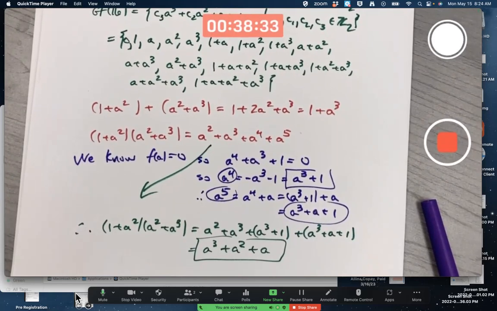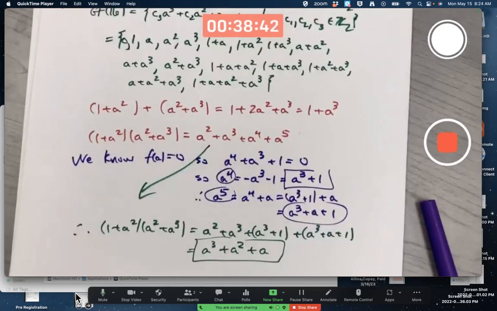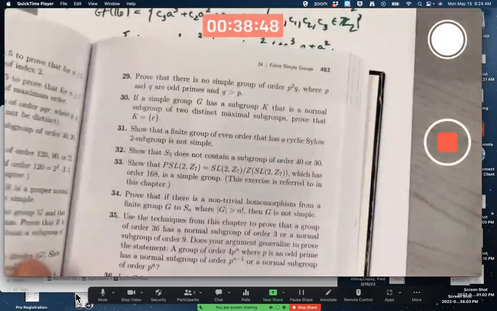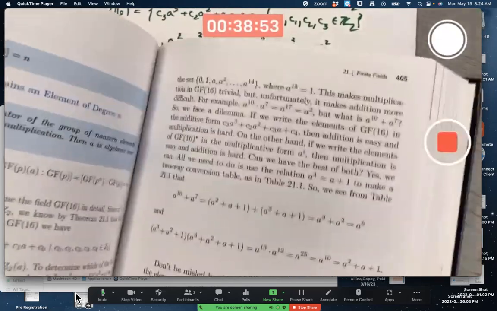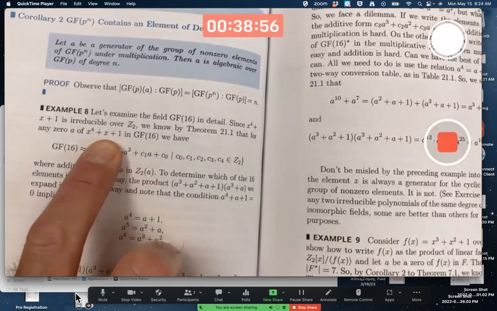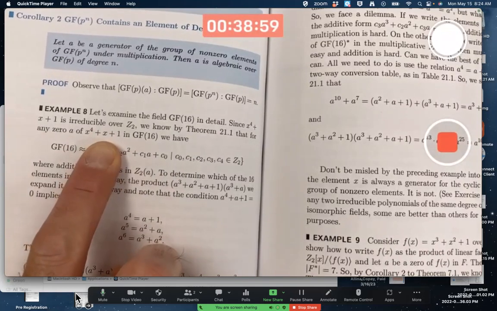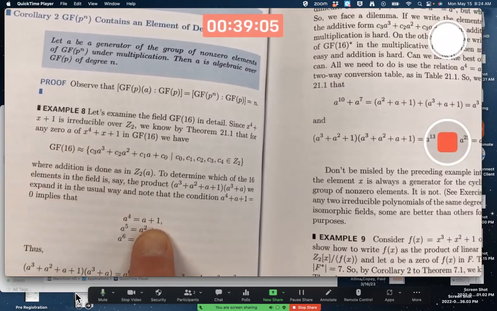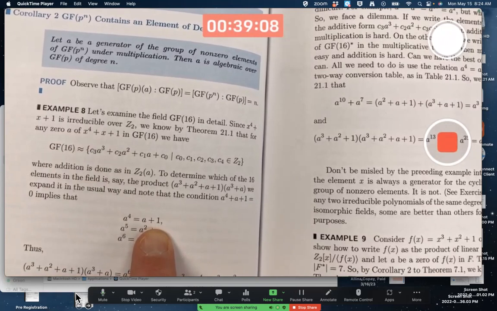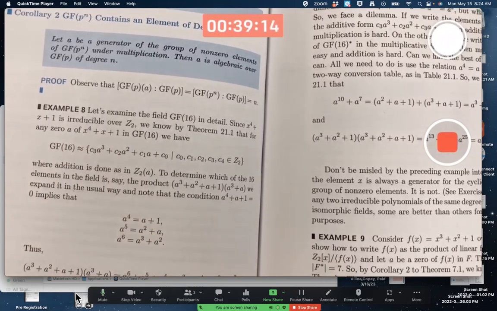But realize, even though we got this answer in this field, the calculation would have had different details if you were doing the book's example. Why? Because the book used a different polynomial to start with. So with the book's example, A to the fourth gets replaced by A plus 1, not A cubed plus 1. Okay, but the theme is the same.